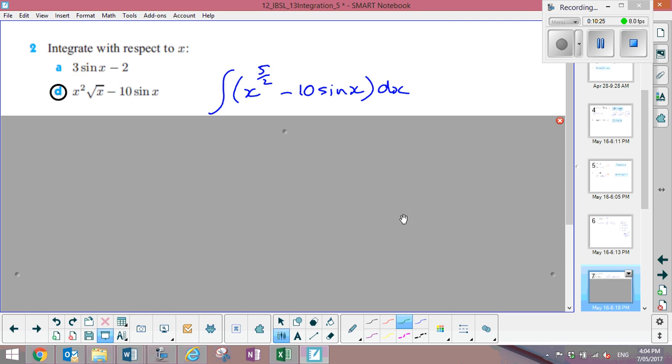Next one, if you didn't do this in class, you could always stop and have a go at it and then check your answer. So we want the integral with respect to x of x squared times root x minus 10x. They're multiplied, so it's not really a product rule. Let's put it together as a power on x. So x squared, that's the same as, remember that x squared equals x to the 4 on 2. And then we've got x to the half.